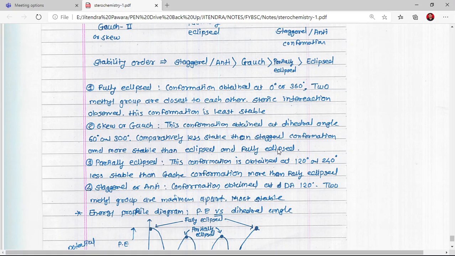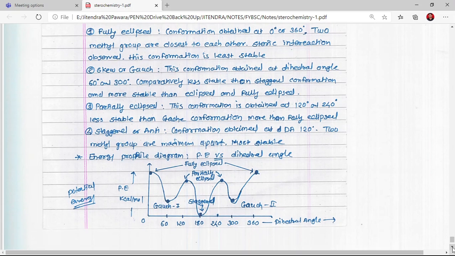The conformation is obtained at dihedral angles 60 and 300. Now, the third one is your partially eclipsed conformation. This conformation is obtained at 120 and 240 degree dihedral angles, and it is less stable than the gauche conformation and more stable than the fully eclipsed conformation.